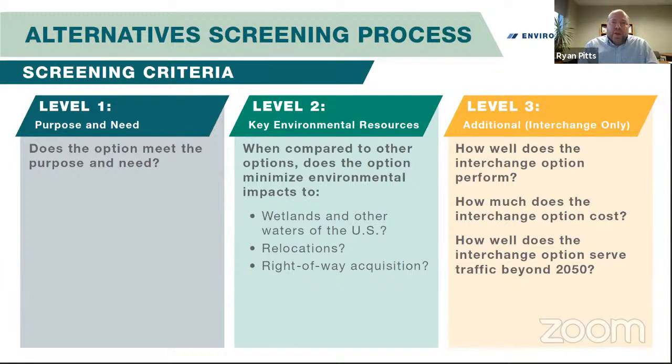The next level of screening was to determine the amount of impacts that would occur to key environmental resources. Specifically, we looked at wetlands, the number of relocations that would occur, and the amount of right-of-way that would be required. The final level of screening that we used was only applied to the interchange options. This screening looked at how well the interchanges performed, how much the interchange would cost to construct, and how well the interchange could serve traffic needs beyond 2050.